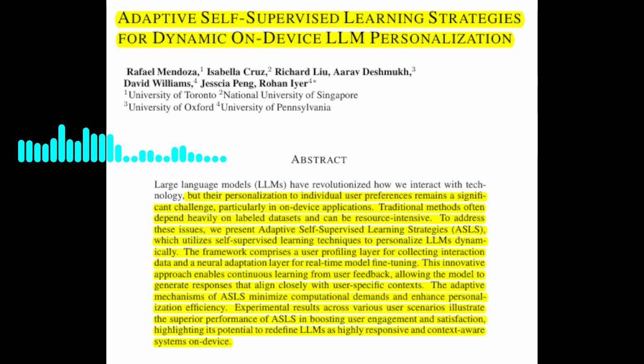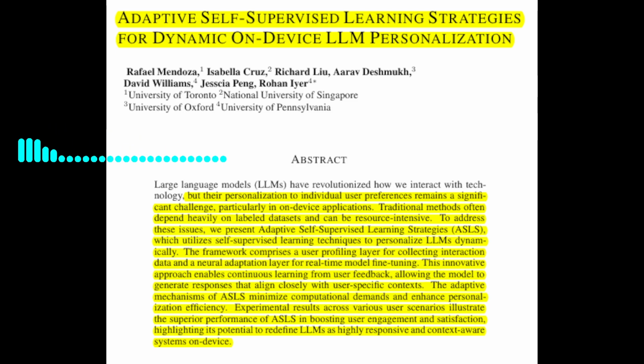How does this continuous adaptation work in practice? The neural adaptation layer continuously updates the LLM's parameters based on the user profile. This means that the model is constantly learning and adapting to the user's evolving preferences. The paper emphasizes that this continuous adaptation is crucial for dynamic on-device personalization, as it allows the model to respond to changes in user behavior in real time.